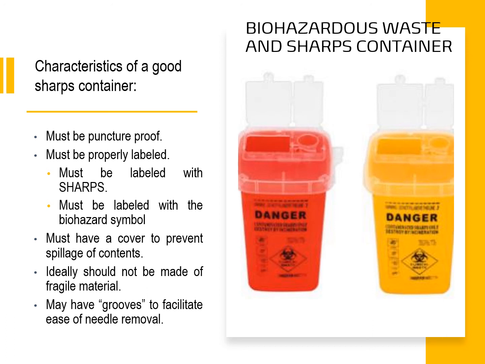Okay, next, it must be properly labeled. What are the things that we need to see, so that we can know that our sharps container is properly labeled? First, it must be labeled with sharps. And number two, you must be able to see a biohazard symbol, because that should indicate that all the waste being thrown in this container is considered infectious. Next, it must have a cover to prevent spillage of contents. When your sharps container is already full, you need to close the lid, and then you need to get another empty sharps container to dispose your used needles.